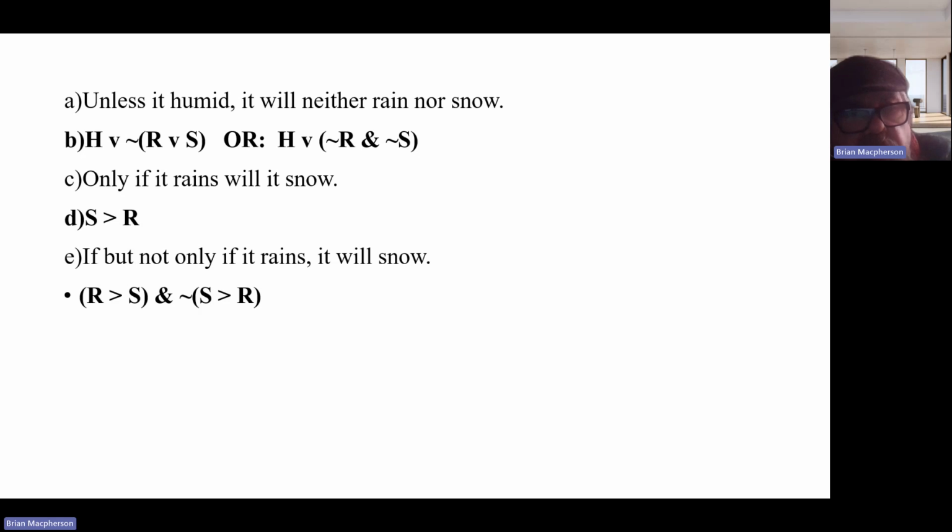Only if it rains will it snow, which means it snows only if it rains, S then R. If, but not only if it rains, it will snow. So if it rains, it will snow is R then S, and it is not the case that it rains, it snows only if it rains, not S then R. So these are some translations into propositional logic.